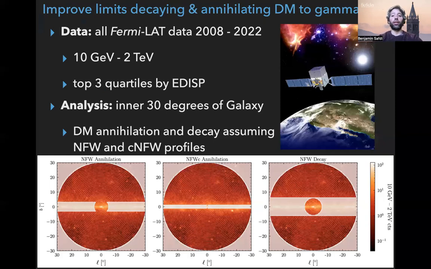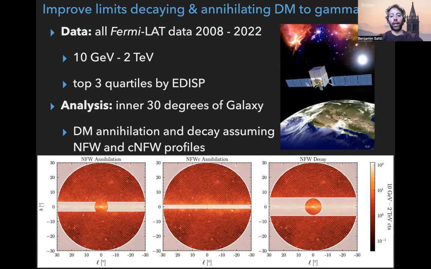We improved the limits on decaying and annihilating dark matter to gamma ray lines using data from the Fermi Large Area Telescope taken from 2008 to 2022. We used data between 10 GeV to 2 GeV, and we selected the top 3 quartiles of data as ranked by energy dispersion because we expect our signal to be narrow in energy space. We selected data within the inner 30 degrees of the galaxy because that's where we expect our signal to peak.